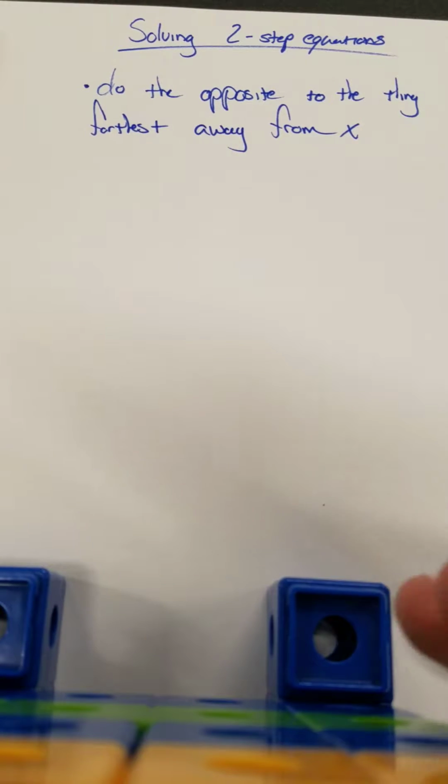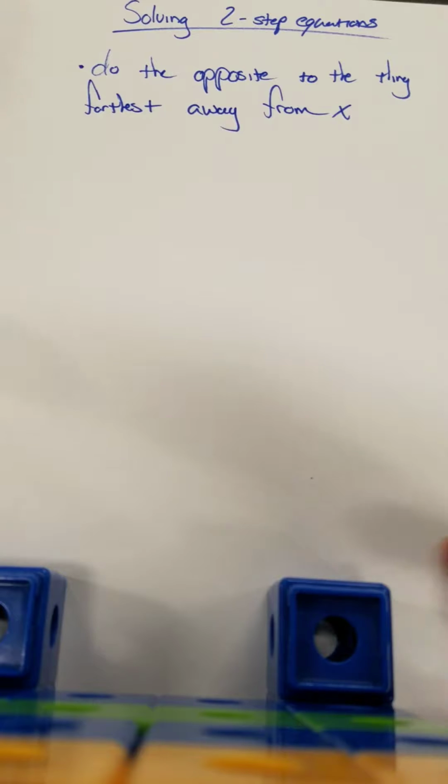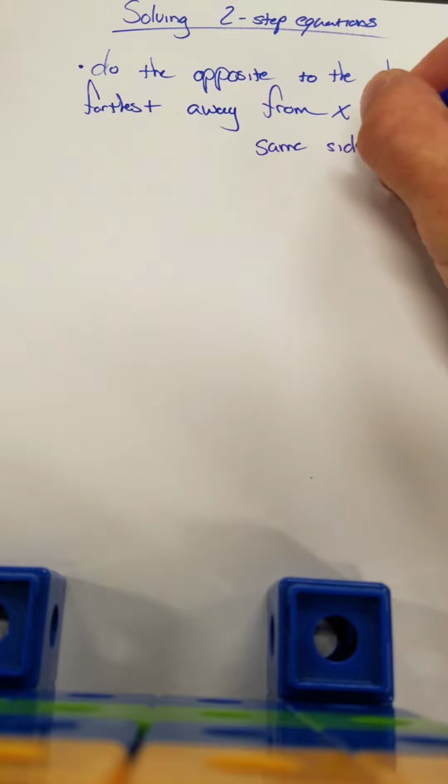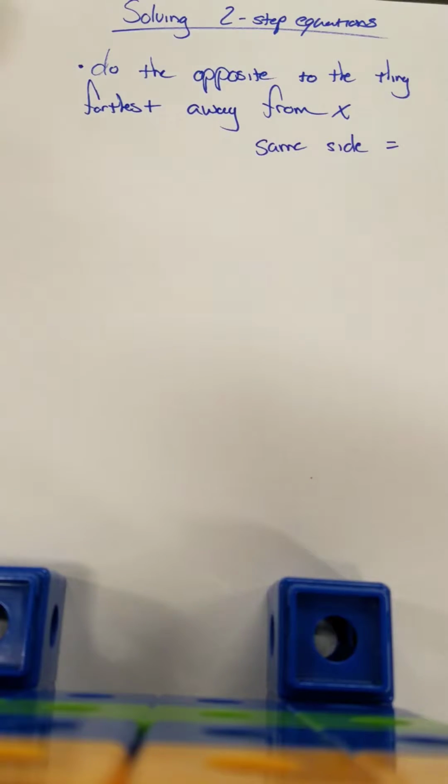All right, solving two-step equations. The way that I look at solving two-step equations is that you need to do the opposite to the thing farthest away from x that is on the same side of the equal sign. So we're not going to look on the other side of the equal sign.